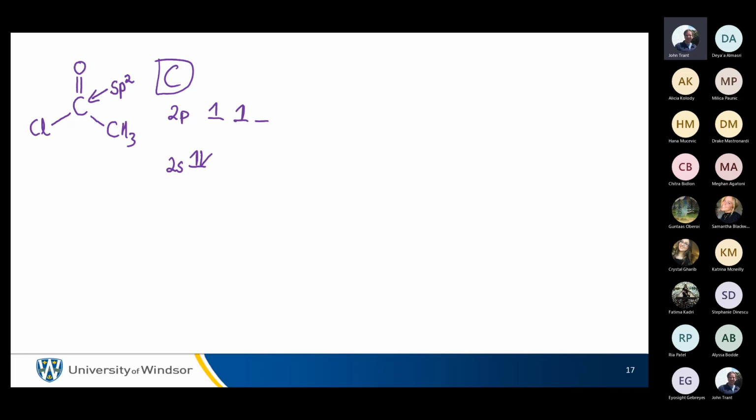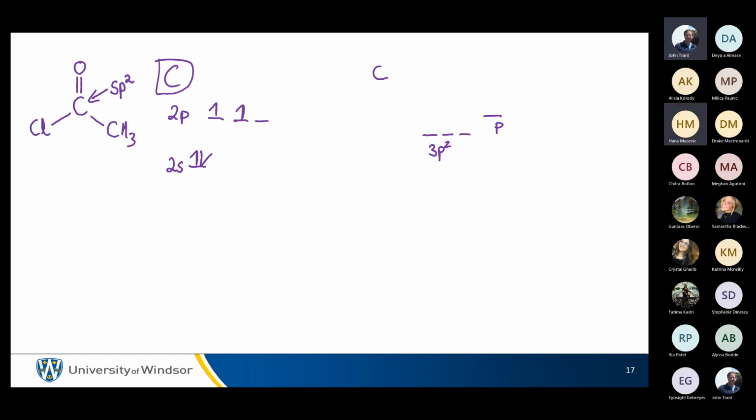If you only had 2 sigma bonds and 1 double bond, you could be sp, because it's the number of sigma bonds that really defines you, right? So it's sp2. So we know it's sp2. So the electron configuration of an sp2 atom is three sp2 and 1 p, right?